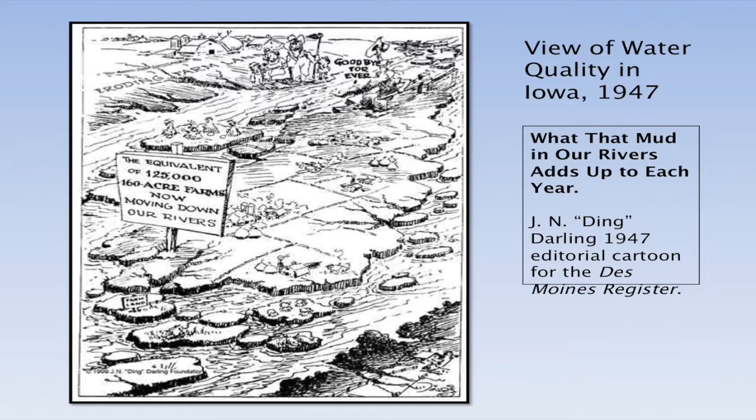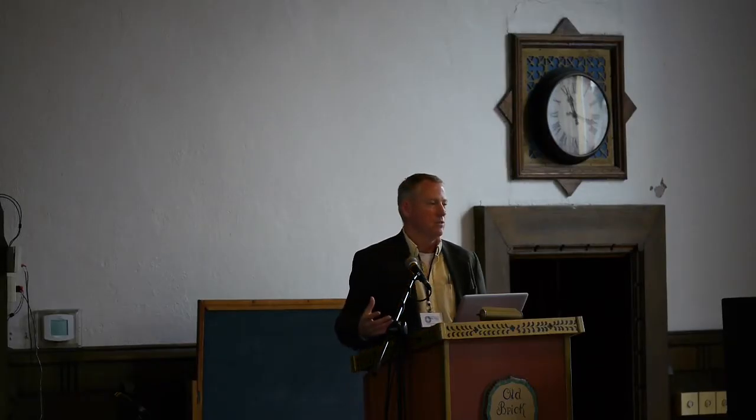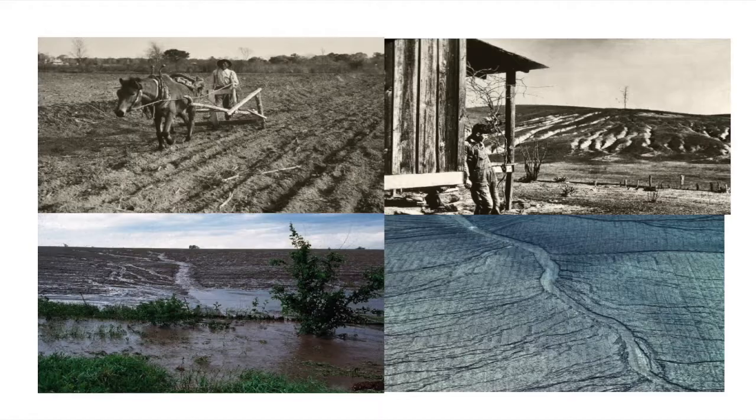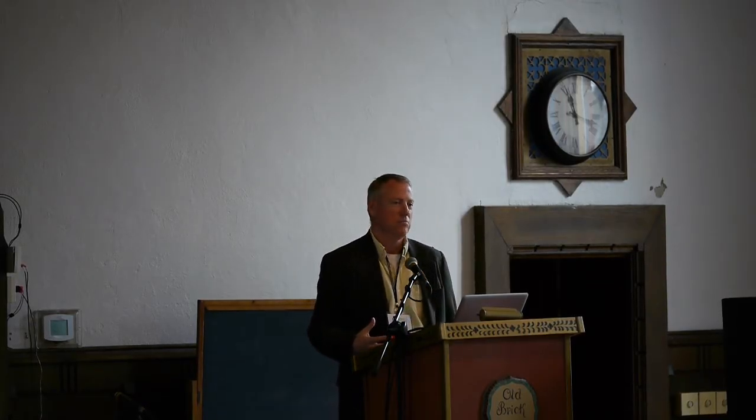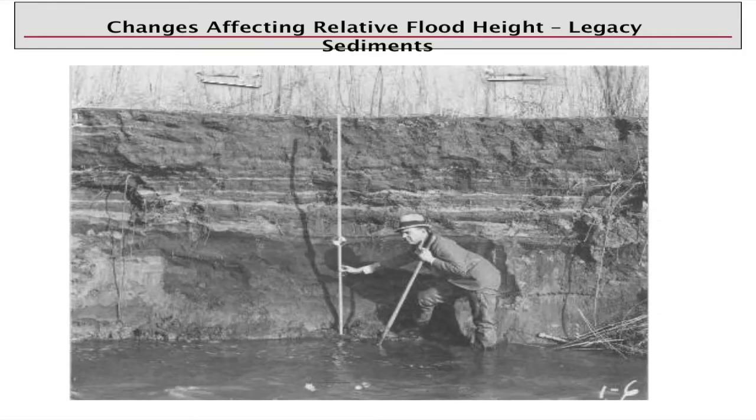The second issue that was highlighted by Ding Darling was what happens to the sediment. This is from 1947, a classic cartoon, what the mud in our rivers adds up to each year. Massive amounts of sediment moving downriver. Of course, we farmed at that time straight up and down the slopes with moldboard plows. We mobilized a ton of sediment. It was a severe problem, with accumulation in our floodplains of 6, 8, 10 feet of recently mobilized sediment.